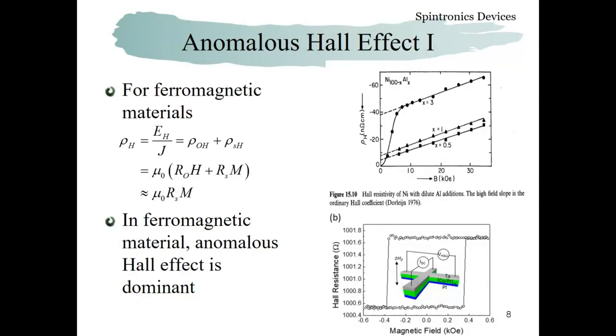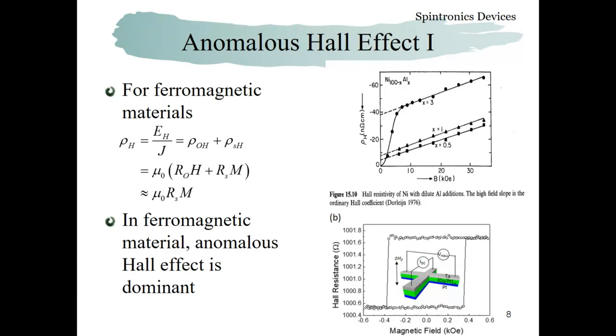Okay, in our previous class, we learned about the ordinary Hall effect, and I mentioned that there are so many kinds of Hall effect. The ordinary Hall effect can occur in any kind of conductor, so it is very important, but we are working on ferromagnetic materials. Usually in ferromagnetic materials, the anomalous Hall effect is more important.